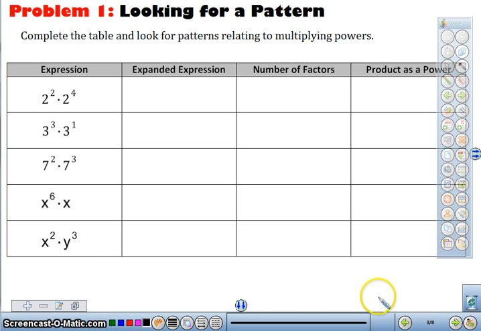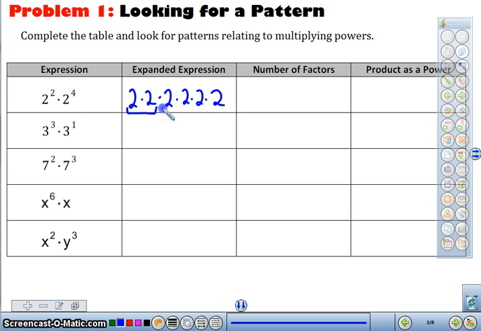What you're asked to do now, and I'll have you pause the video after I do the first couple so that you can see it, and then you'll start the video again. When we look at this, it says complete the table and look for a pattern. So the expanded form means showing me the multiplication. If I'm doing expanded form, I'm looking for 2 times 2, because that's 2 to the second. And now I'm going to look for 2 to the fourth. So that means I need to have 4 2's.